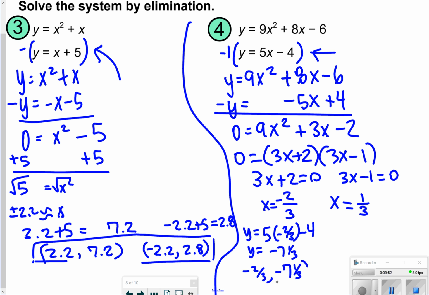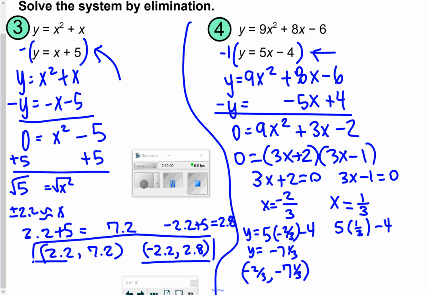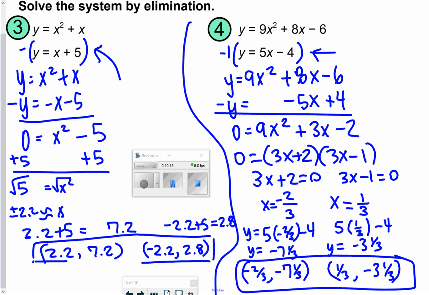And if you did the improper fraction, that's fine. And then over here, when I plug in 1/3, that's 5 times 1/3 minus 4. That's 1 2/3 minus 4, or y is equal to negative 3 1/3. So that would be 1/3, comma, negative 3 1/3. Okay, so those are my two solutions for number 4.